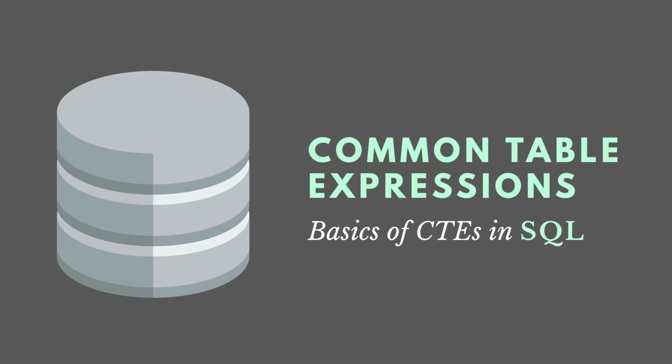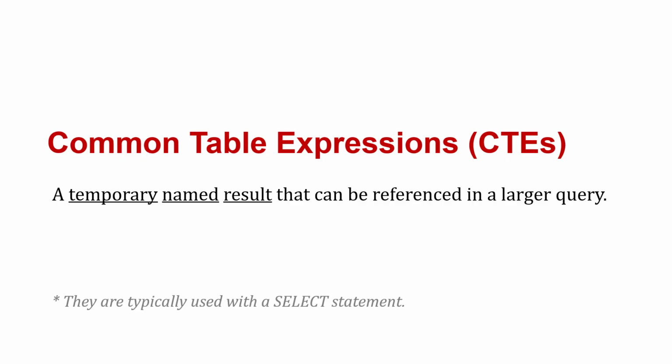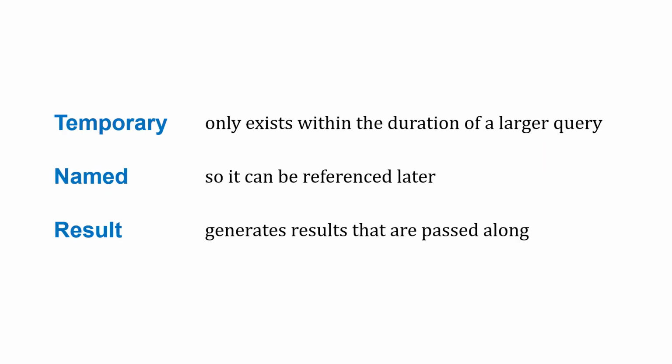In SQL, CTEs are common table expressions. They're temporary named results, and those are three keywords that can be referenced later in a larger query. So let's look at those three characteristics for a second. CTEs are temporary, meaning they only exist within the duration of a larger query. They're named, so they can be referenced later, and they generate results that can be passed along. They're temporary, they're named, and they generate results that are passed along.